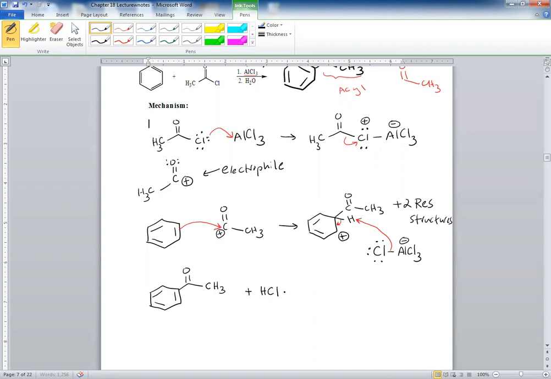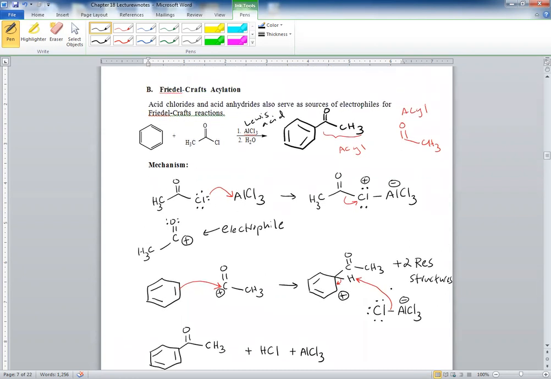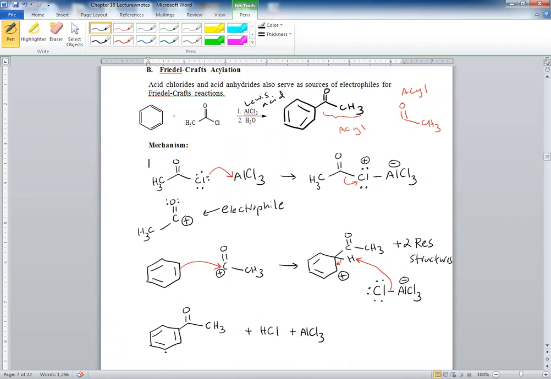So you have HCl. You have also the aluminum chloride as your catalyst, which doesn't get used up. So that's the electrophile that was used, and this is the entire reaction. Its mechanism is listed, and again, what's useful about it is you're making a carbonyl compound here. You're making a ketone because this is essentially a ketone.